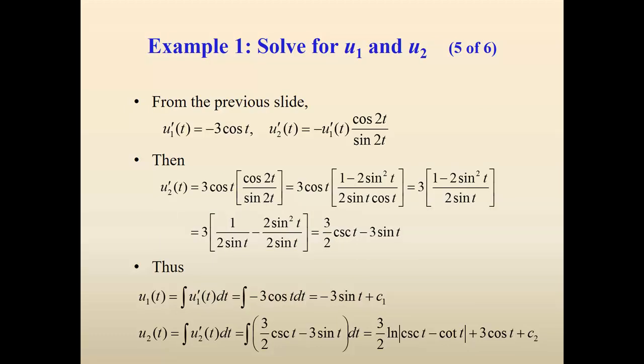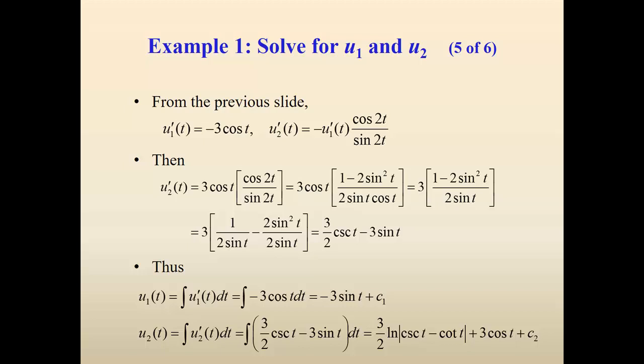Well, that's easily solvable. But before we do, let's plug u1 prime back into u2 prime so we can solve for that as well. Okay, well, u1 prime is equal to negative 3 cosine of t. So plugging that in, I get 3 cosine of t over cosine of 2t over sine of 2t. Plugging in the double angle identities for cosine and sine, I can reduce my problem down to 3/2 cosecant of t minus 3 sine of t is equal to u2 prime of t.